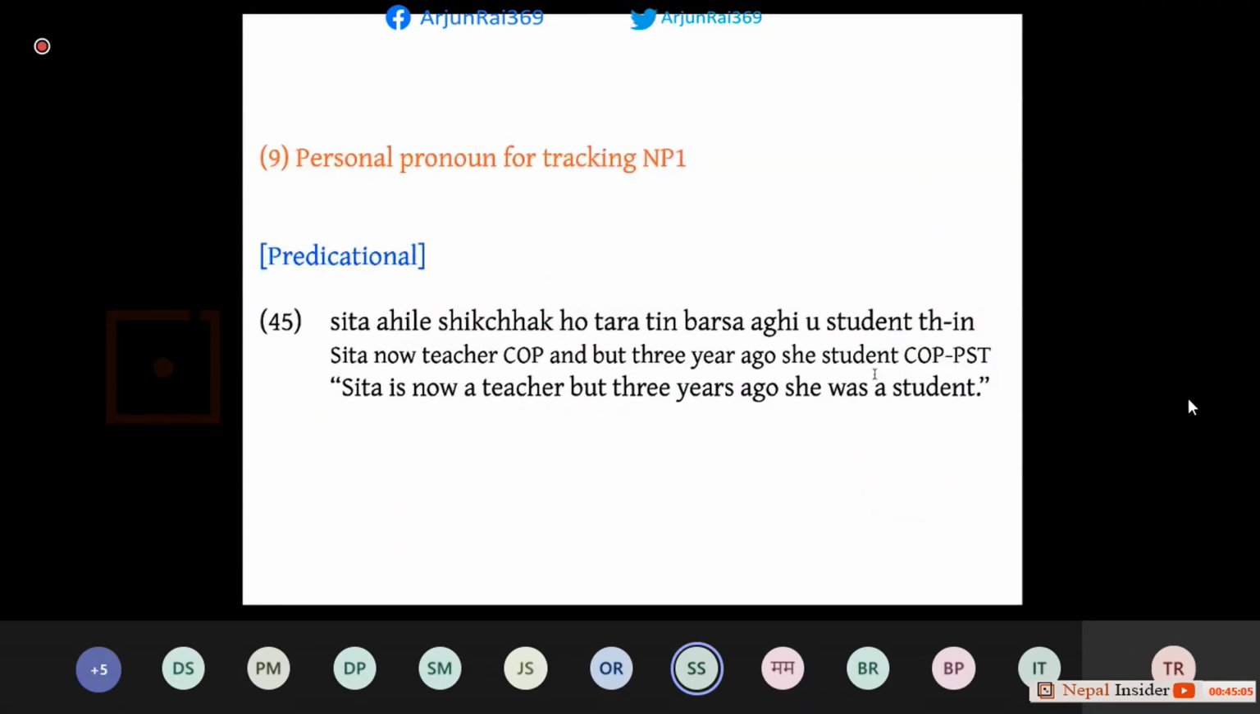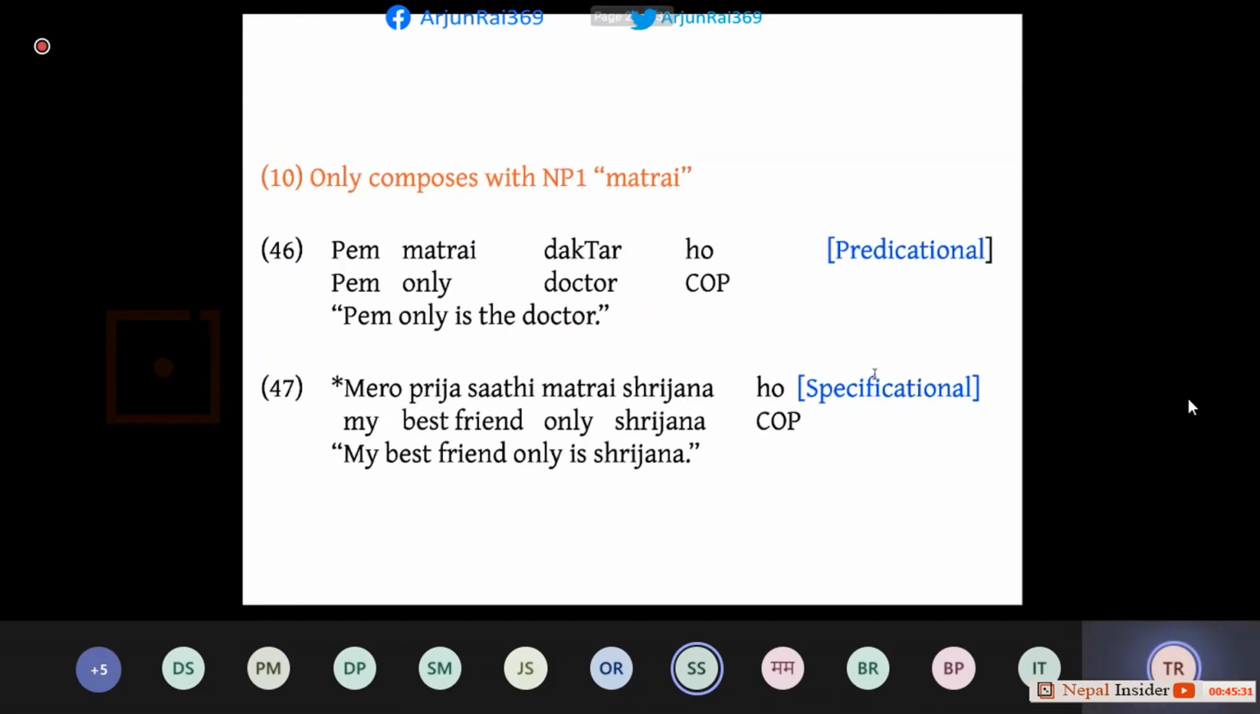If you look into personal pronouns for tracking NP1, predicational is there. So Sita aile शिक्षक हो तर 3 वर्ष अघि उ student थिइन्. So now it refers back, it's fine. So what is observed is that the personal pronoun can be tracked back, this one refers back to Sita. And if you look at emphatic focus markers like matre, we can also have Pem matre doctor ho. Pem only is the doctor.